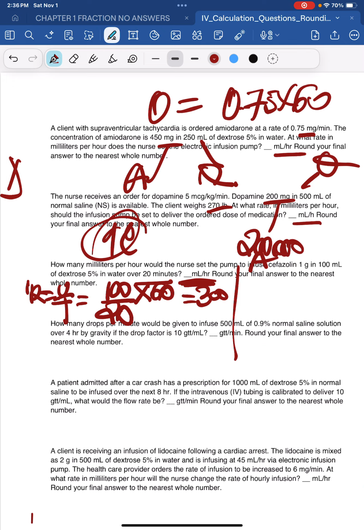Next one, what are we looking? We are looking for drops per minute.